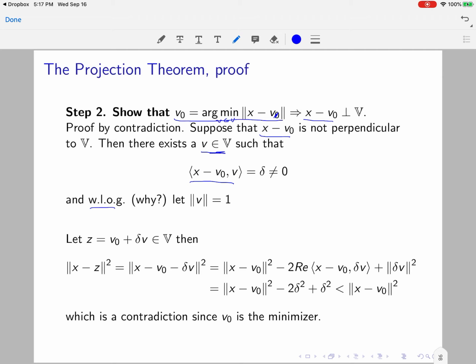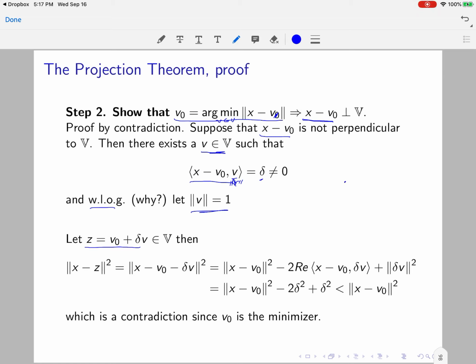Now we can assume without loss of generality that the norm of this vector is equal to 1. Because if it's not equal to 1, then you could divide by the norm of v, and that would just make delta a different, smaller number, but it would still be non-zero. So let's assume that this little v that is not perpendicular to x minus V naught has norm equal to 1.